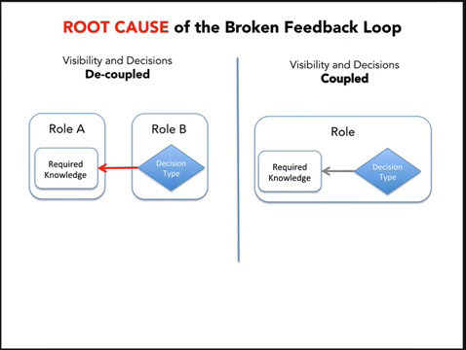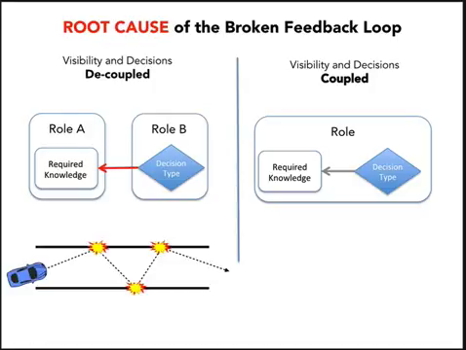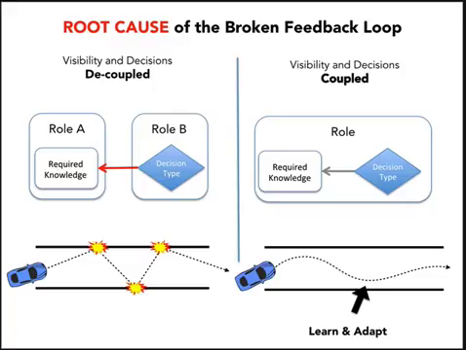So if you think about the human system design kind of like a software design, you can see that the broken feedback loop is actually baked into the organization's role design. Whenever visibility and decision making are decoupled into different roles, communication failure leads to this crashing pattern. And when visibility and decision making are part of the same role, we can steer in response to emerging risks.